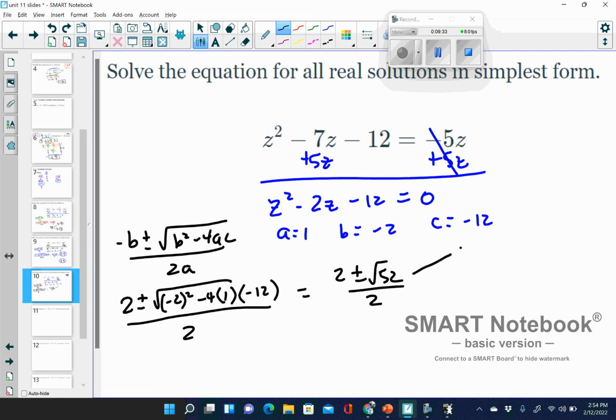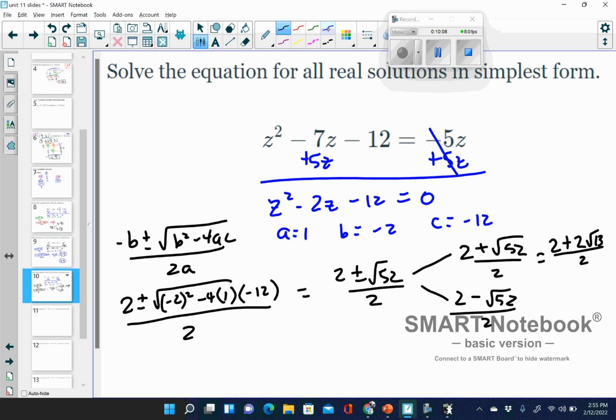So you're going to plug two things into the calculator. 2 plus the square root of 52 all over 2, and 2 minus the square root of 52 all over 2. But it says in simplest form. Okay, so we're not plugging it into the calculator. So we have the square root of 52. We're going to go ahead and simplify that. So that's going to be 2 plus square root of 52. If you do that trick that I showed you, you're going to get 2 radical 13 over 2.